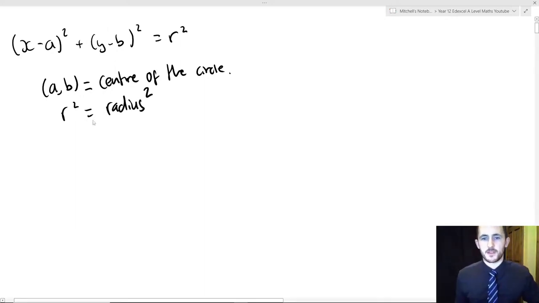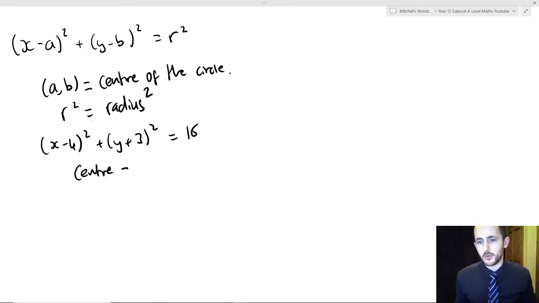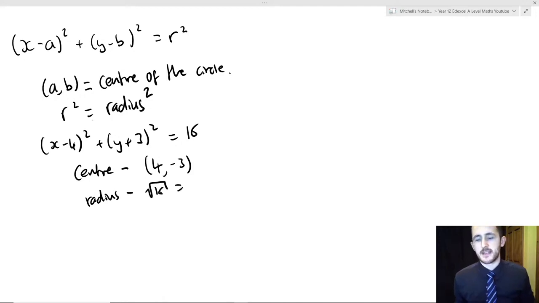If I gave you an equation of a circle, let's say something like x minus 4 squared plus y plus 3 squared equals 16, you could probably tell me that the center is, all you do is you flip the sign. So instead of minus 4 we're writing 4, instead of 3 we're writing minus 3, and the radius is just equal to the square root of 16, and since it's a length it has to be positive, so we're just going to write 4. Okay, that's fairly simple.